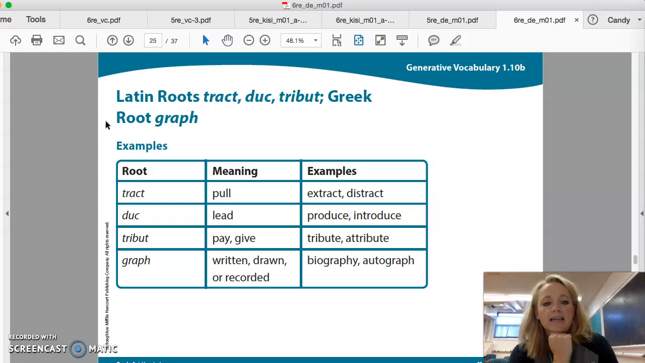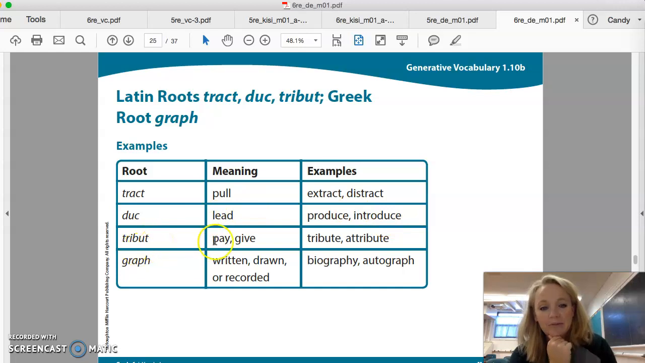And you're going to add in, tract means pull. Examples are extract, like vanilla extract, it's pulled out of the vanilla plant. Or distract, you're pulled away from what you're thinking. Duct means lead. Philip gave us the example of a conductor and a producer is the leader of a movie, kind of. And introduce. And I'm not really sure how introduce connects with lead. I'm struggling on that one.